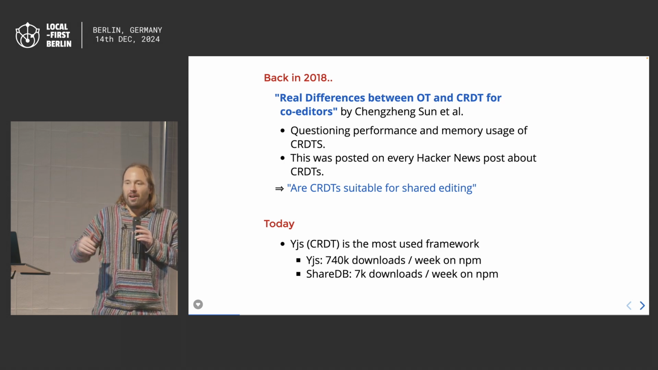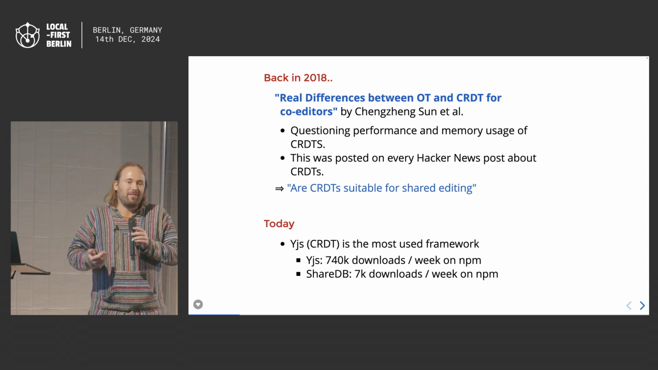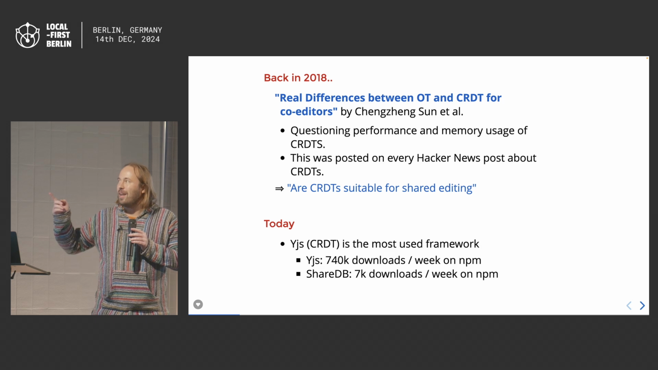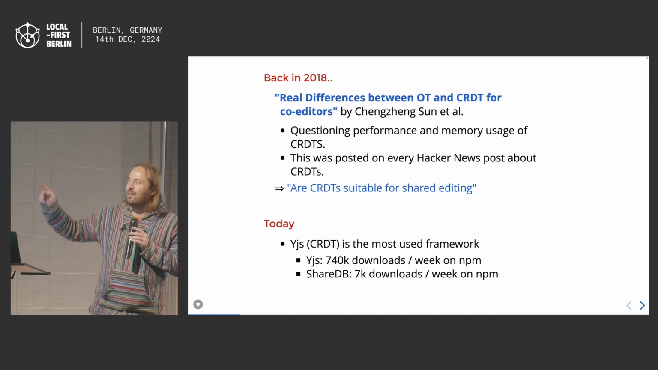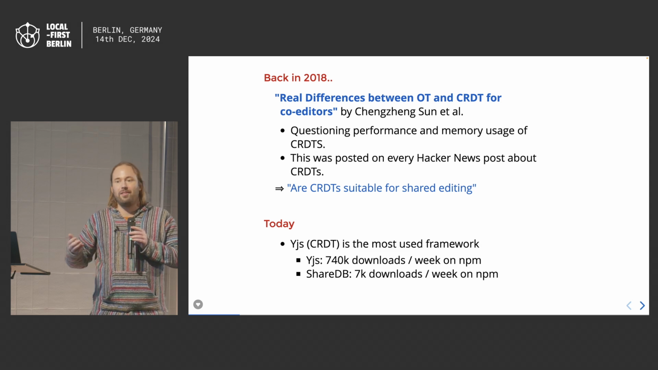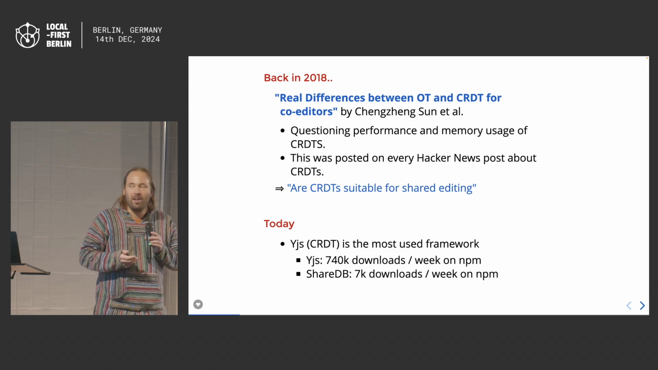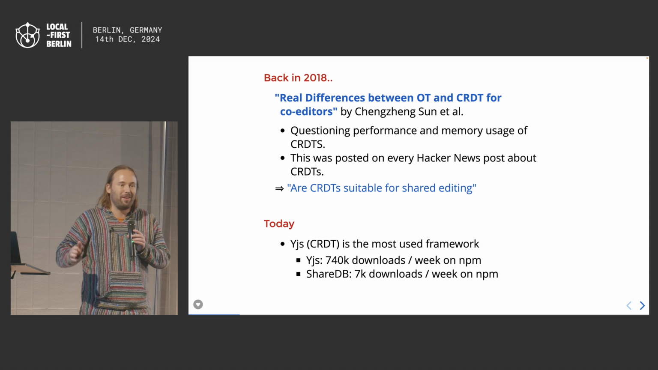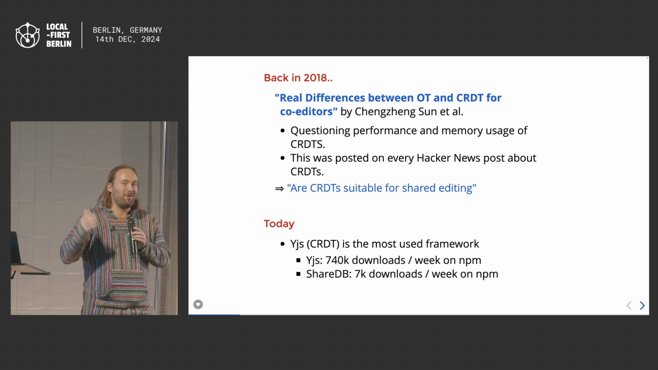YJS was always really fast because I'm like a performance nerd. I like to optimize stuff. That's what I get a kick out of. And back in 2018, there was actually a paper called Real Differences Between OT and CRDT for Co-Editors, which was often used as an argument against CRDTs for using that in collaborative text editing applications. And every time there was a Hacker News post about CRDTs or YJS or anything, there was this one person who posted exactly this paper that badmouthed YJS.